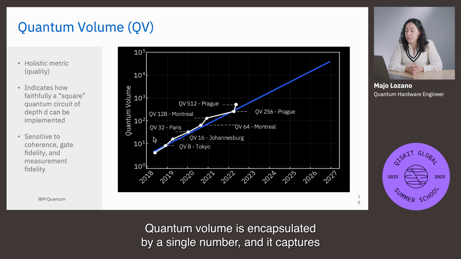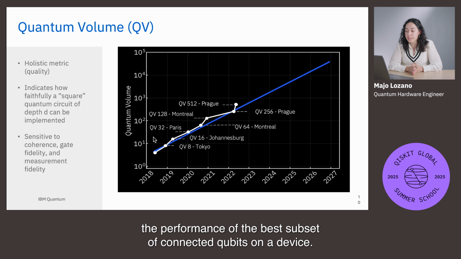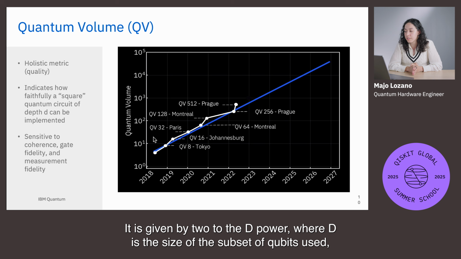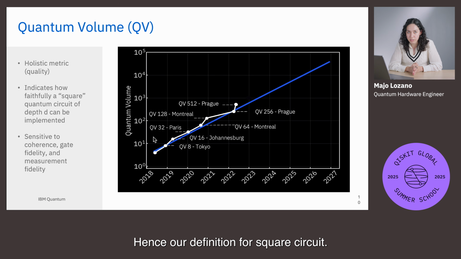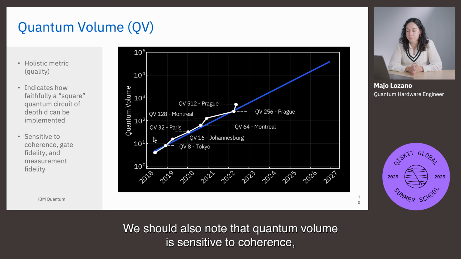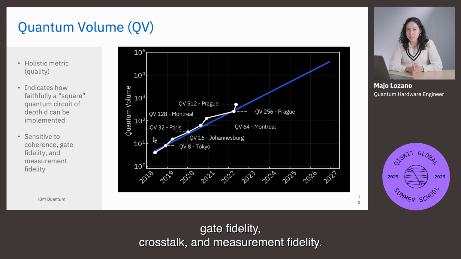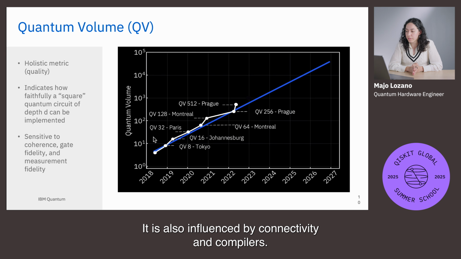Quantum volume is encapsulated by a single number, and it captures the performance of the best subset of connected qubits on a device. It is given by 2 to the d power, where d is the size of the subset of qubits used, as well as the maximum depth of the circuit run. Hence, our definition for square circuit. We should also note that quantum volume is sensitive to coherence, gate fidelity, crosstalk, and measurement fidelity. It is also influenced by connectivity and compilers.